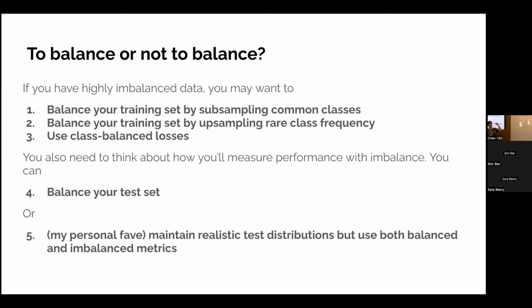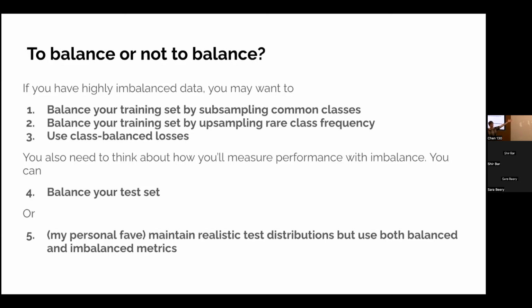You also need to think about how to measure performance on imbalanced data. You can balance your test set, explicitly sampling a test set that's uniform, or my personal favorite is to try to maintain what I call realistic test distributions. Try to have your test set be as representative as possible of the distribution of your targeted use case. And then use multiple metrics. Use both balanced metrics and imbalanced metrics and class-specific metrics, and lots and lots of different metrics instead of a single number, to help you understand the performance in a more nuanced way and help you do that model selection process with as much context as possible. So that's what I like to do.